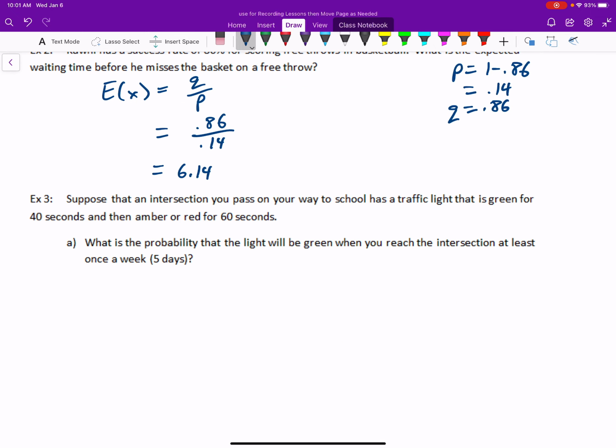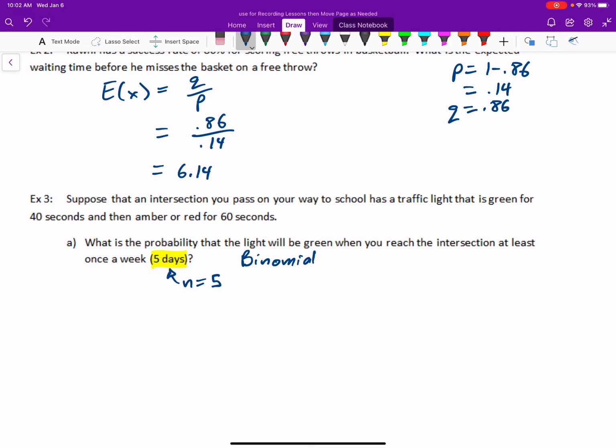Suppose that an intersection you pass on your way to school has a traffic light that is green for 40 seconds and red for 60 seconds. What is the probability that the light will be green when you reach the intersection at least once a week in 5 days? Okay, now we've been given 5 days. This is not an infinite sequence anymore. That means this is not geometric. This is binomial, right? We've got a set number of trials, 5 trials.